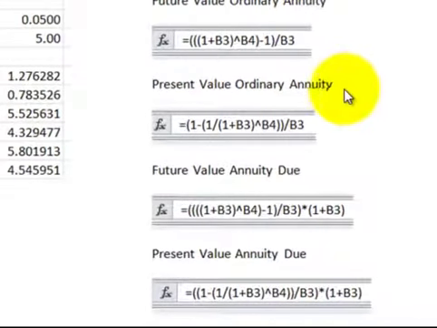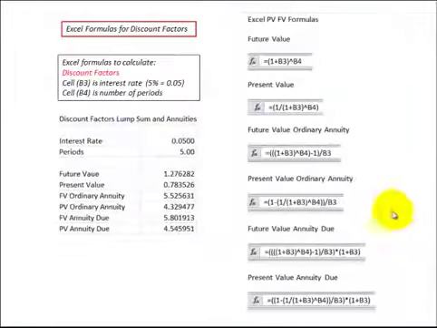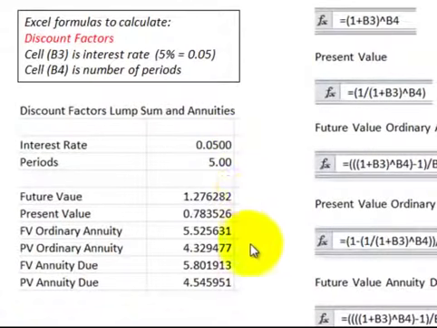Okay, here's the present value of an ordinary annuity. Okay, here's the future value of an annuity due. Okay, and here's the present value of an annuity due. Again, be careful when you put in your parentheses and your divisions and multiplications so they turn out correct. All right, so that summarizes our formulas and how we'd make our little Excel sheet for calculating all these discount factors.